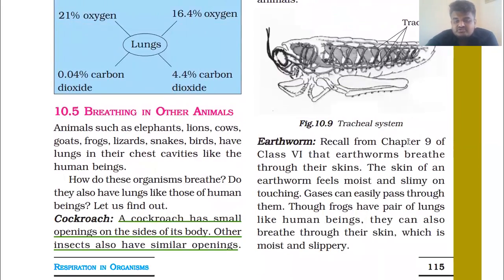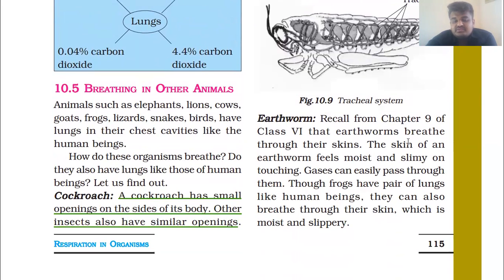Earthworm, recall from chapter 9 of class 6. You may have already studied in the previous standard that earthworms breathe through their skin only. The skin of an earthworm feels moist and slimy on touching. You cannot hold them easily. This is the only reason that gases can easily pass through their skin. So they are breathing with the help of skin only.